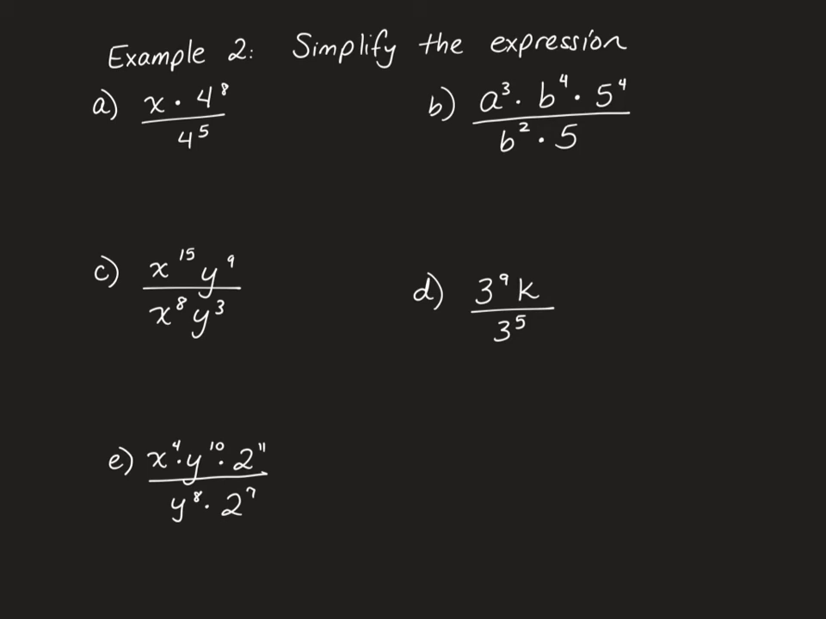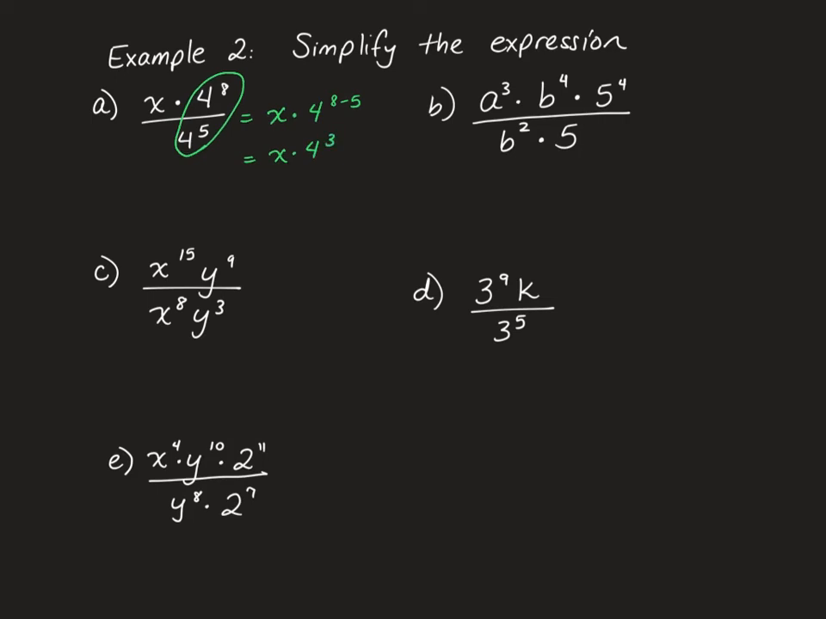And then I have a base that has 4, and I have 4 to the power of 8 over 4 to the power of 5. So this piece I can simplify. This one I can't simplify. So we're going to leave our x, and then we can simplify this part here by subtracting the exponents. So that would be 4 to the power of 8 minus 5. So that gives me x times 4 to the power of 3.